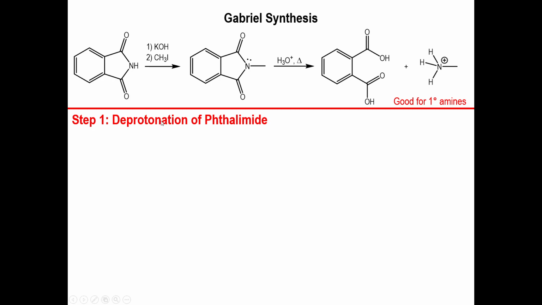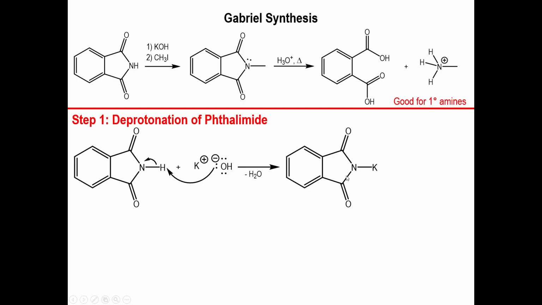So first, as I mentioned, you have to deprotonate phthalimide with hydroxide. So you simply attack the NH bond, the electrons move over to nitrogen, and now you have, in this case, the potassium salt. It could be sodium, it could be lithium. That depends on the cation that's being used, along with the base. So we have potassium phthalimide that's very much ready to attack any good SN2 substrate.